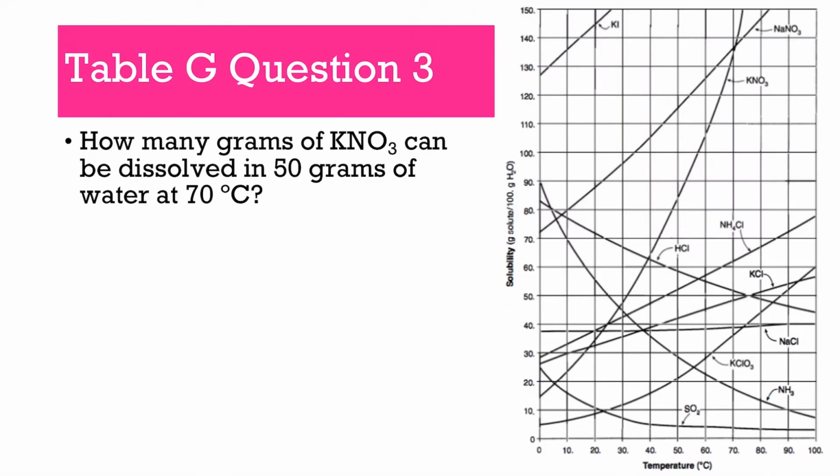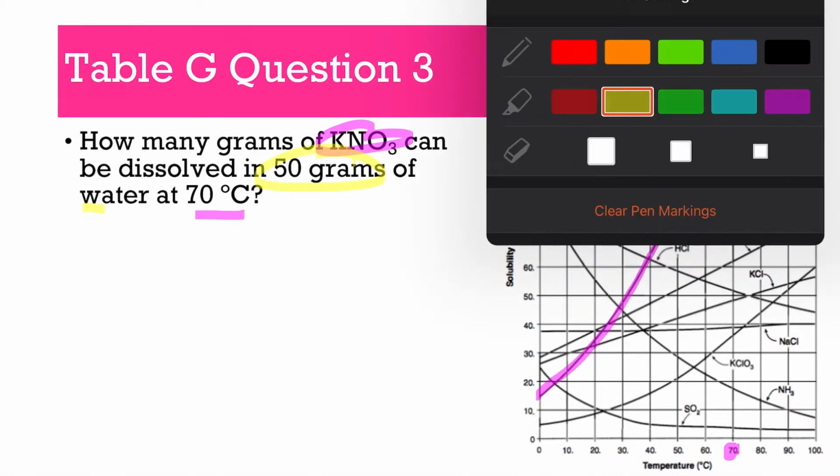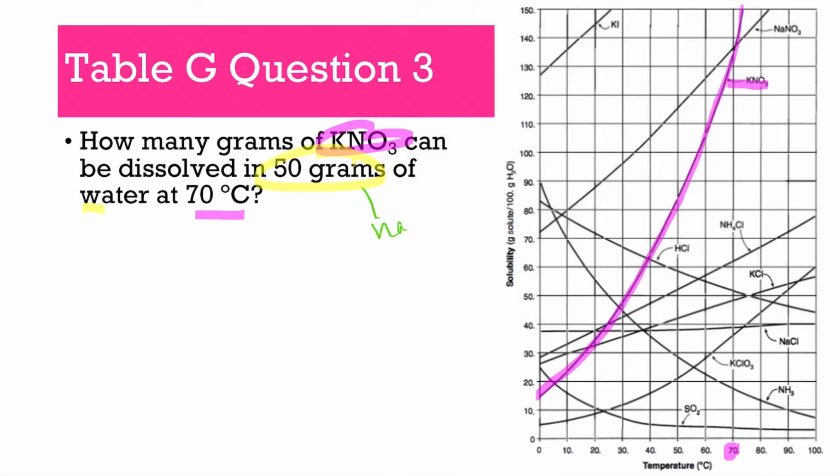Again, we're going to look at all the different variations of this. We're still looking at KNO3, so let's make it purple this time. Still looking at 70 degrees, but now we're looking at 50 grams of water. So here we halved the water, so whatever value we get, we're going to halve the solute amount.